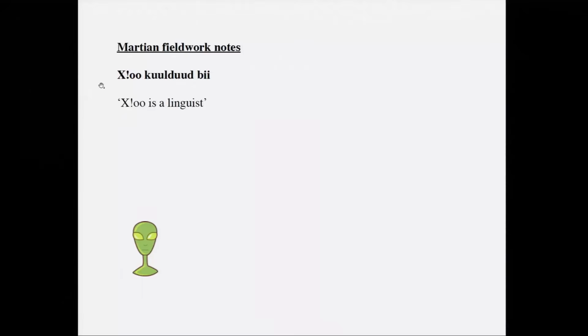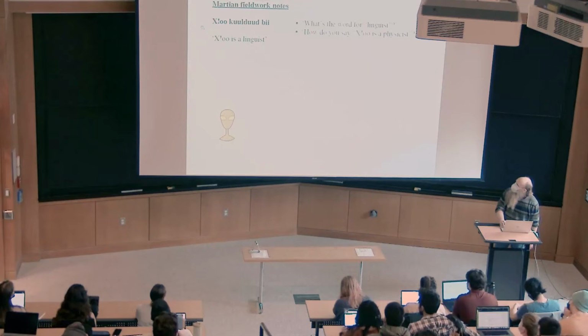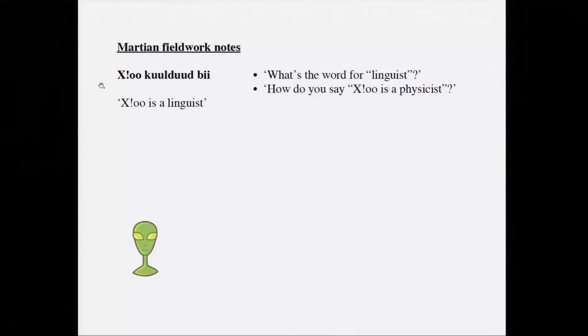And then you get started on sentences. And you might want to start with simple sentences, like Cole is a linguist. I got that one for Martian: Cole cool dude be. And that's a sentence. I asked my Martian how many words are in that sentence, and they told me there are 3.